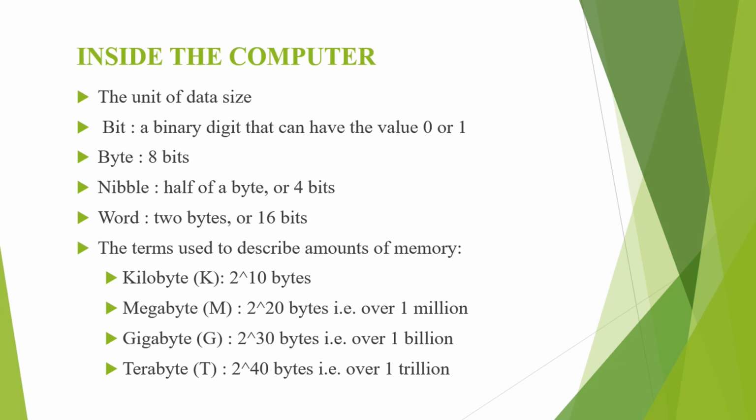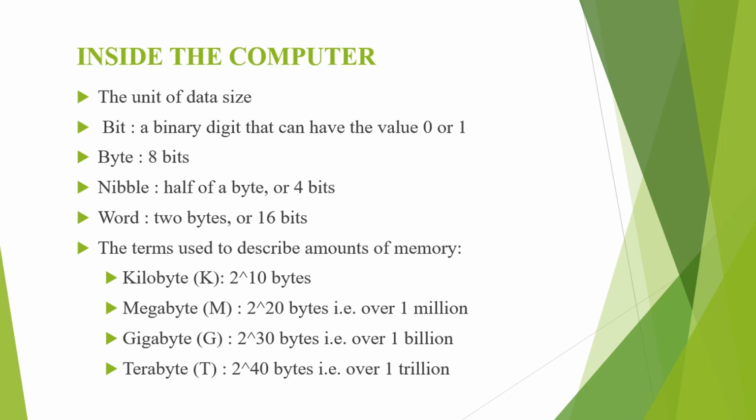Inside the computer. So the unit of data size is bit, byte, nibble and word. So the data or the information stored, the size of data, it can be denoted in bit, byte, nibble or word unit. Bit is a binary digit that can have value 0 or 1. Byte is nothing but 8 bits. So 1 byte is a combination of 8 bits. Nibble is half of a byte or 4 bits. Word is 2 bytes or 16 bits.